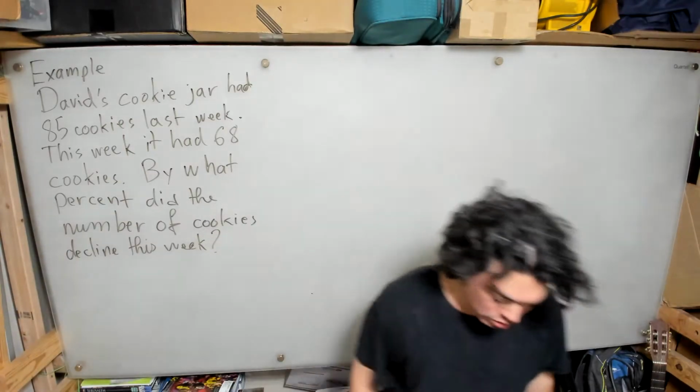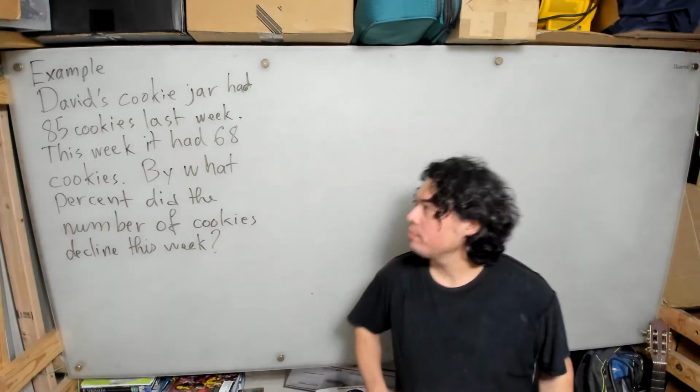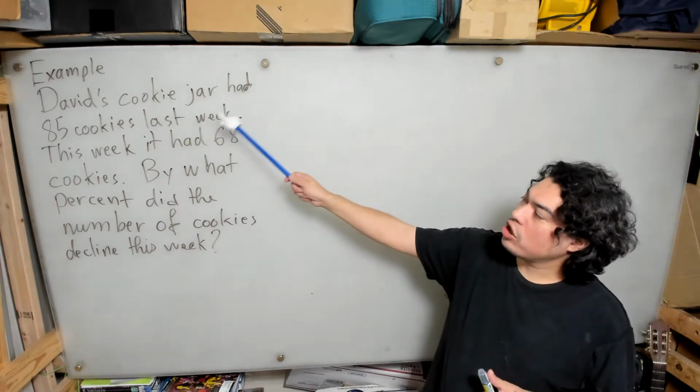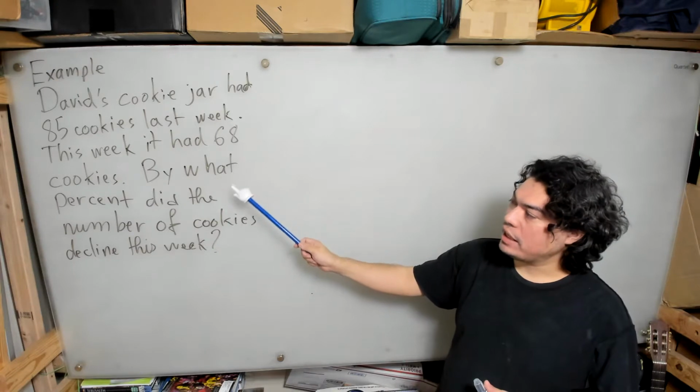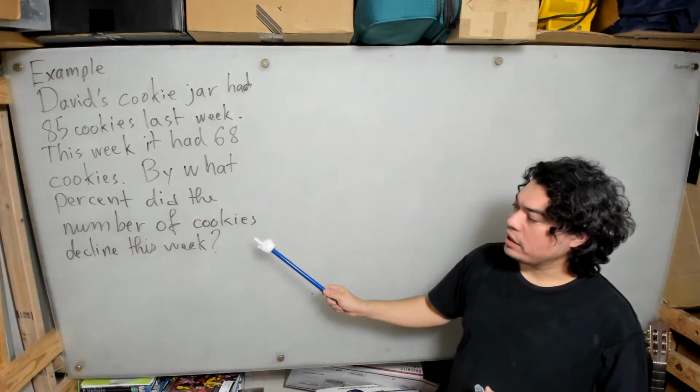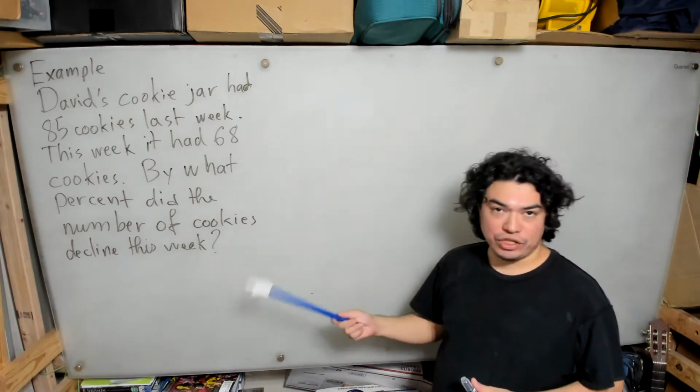Hello. So now we're gonna do this problem, okay? David's cookie jar had 85 cookies last week. This week it had 68 cookies. By what percent did the number of cookies decline this week?